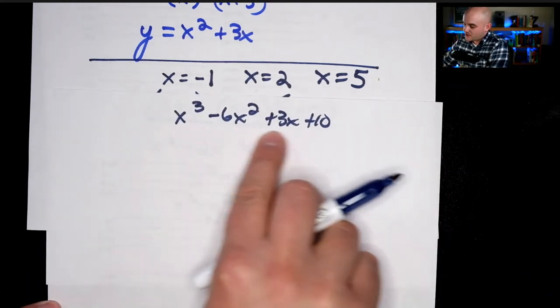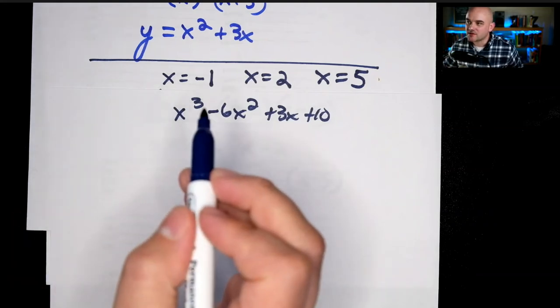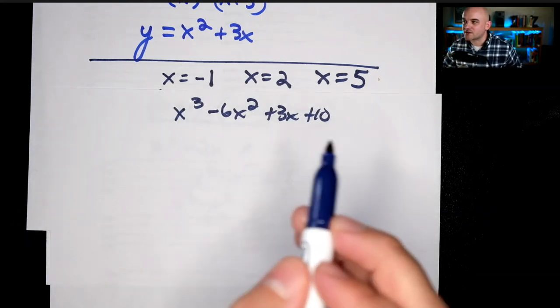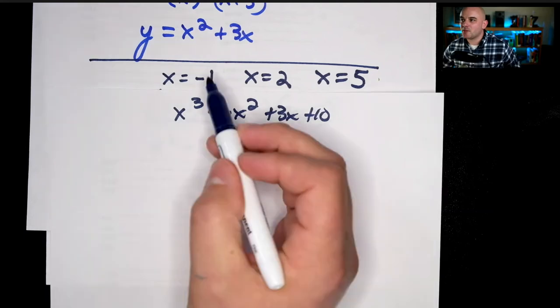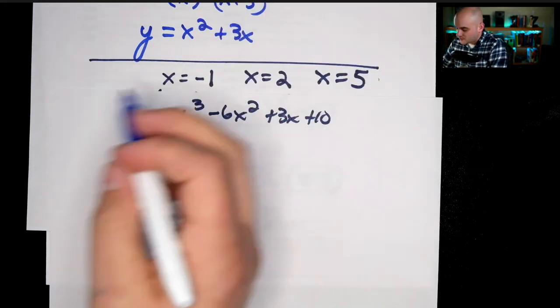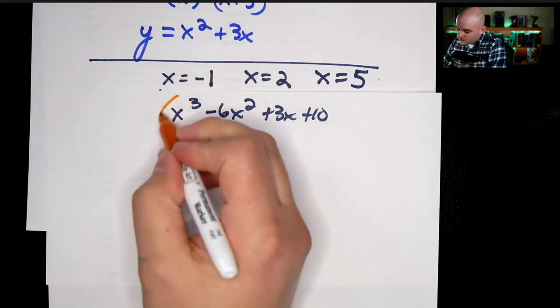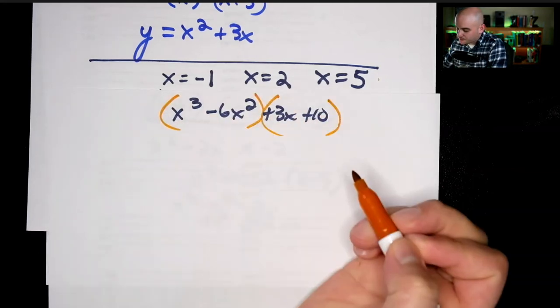What if we started with this? I gave you this on a quiz or test and said, find the zeros of x cubed minus 6x squared plus 3x plus 10. Could you come up with negative 1, 2, and 5 on your own? Because you're going to have to. So you say, okay, I'm going to try the old trick of just factoring this thing. This has 4 terms, so we're going to try factor by grouping here.